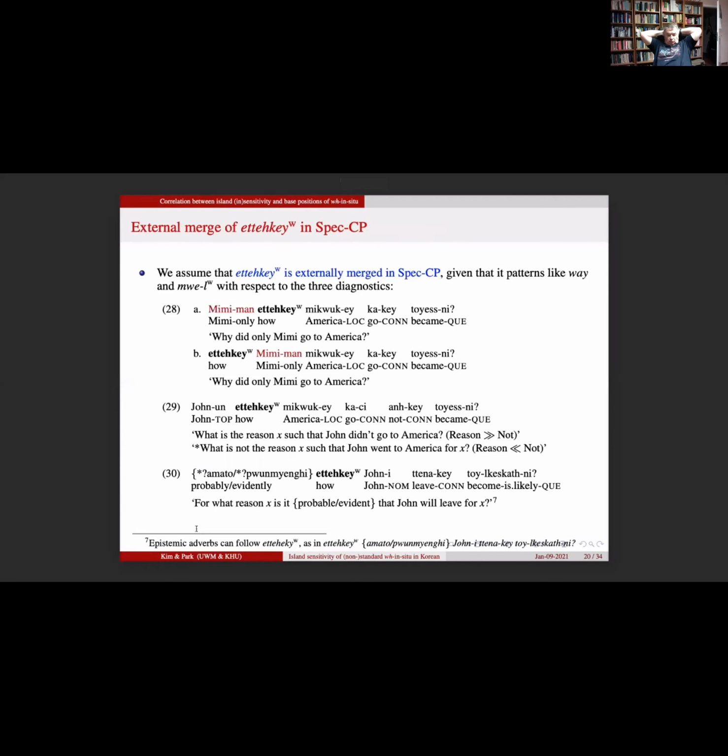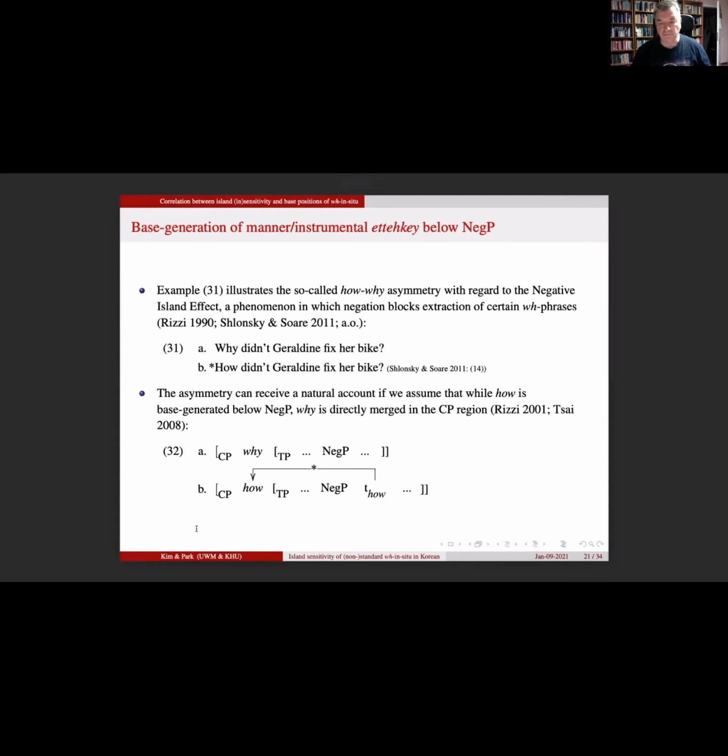We also assume that non-standard 어떻게 is externally merged in SpecCP, in that it is able to follow scope-bearing elements, as in 28a, 미미만 어떻게 미국에 가게 되었니? It necessarily scopes over negation, as in 29, and it is unable to follow epistemic adverbs, as in 30. I'm gonna skip this slide.